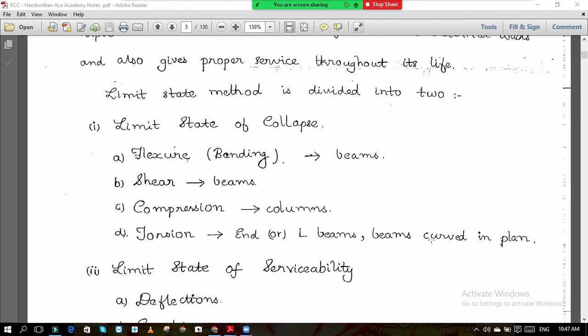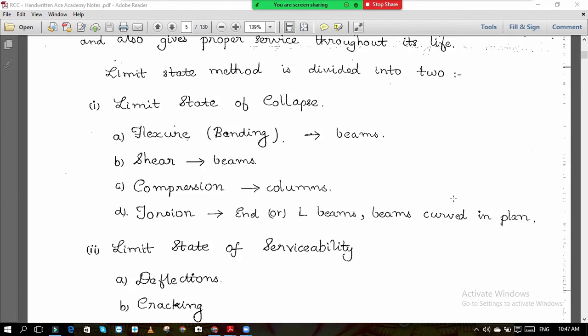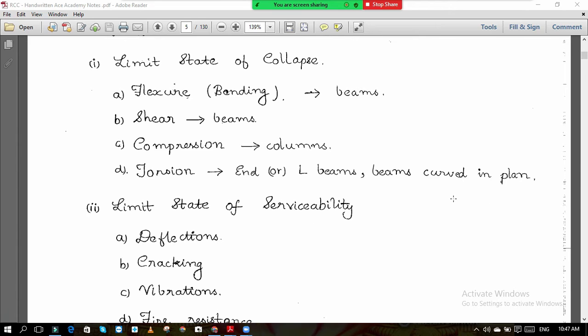So the limit state method is basically divided into two types: limit state of collapse and limit state of serviceability. This we have also seen. Limit state of collapse means flexure, shear, compression, torsion; it is again subdivided into these four types. Flexure means bending. Depending upon the flexure, bending, we go for the design of beams.